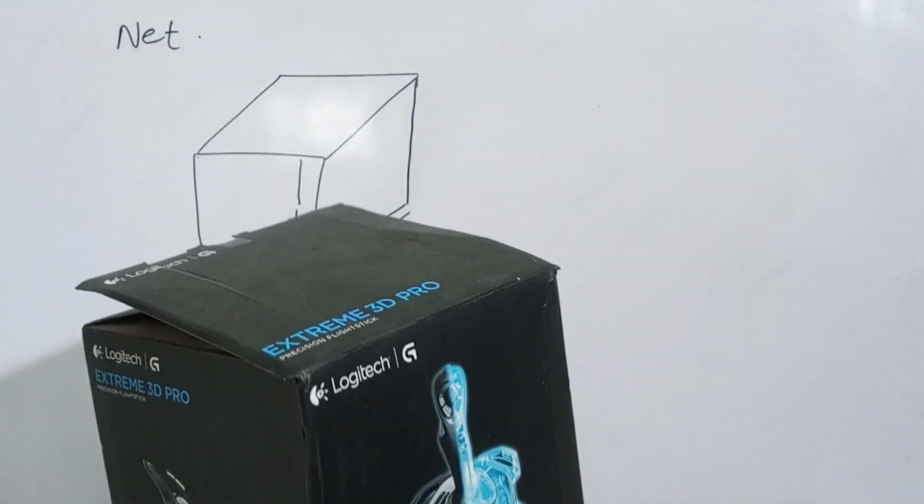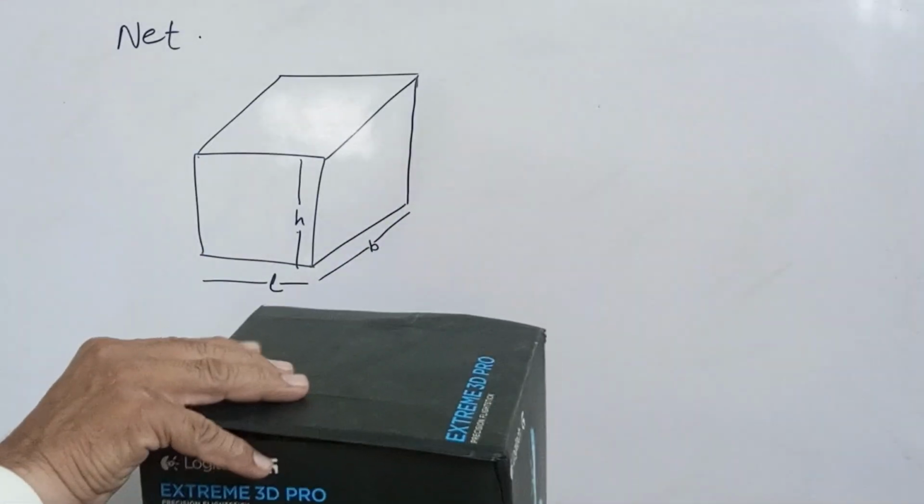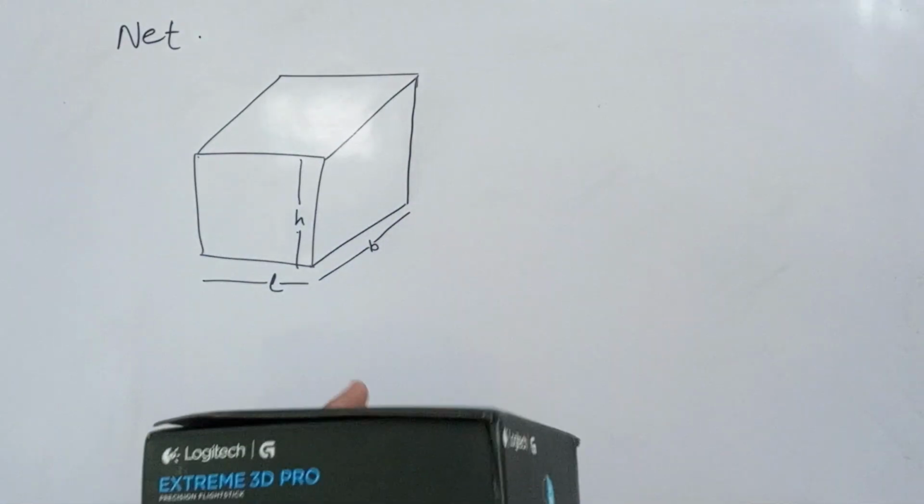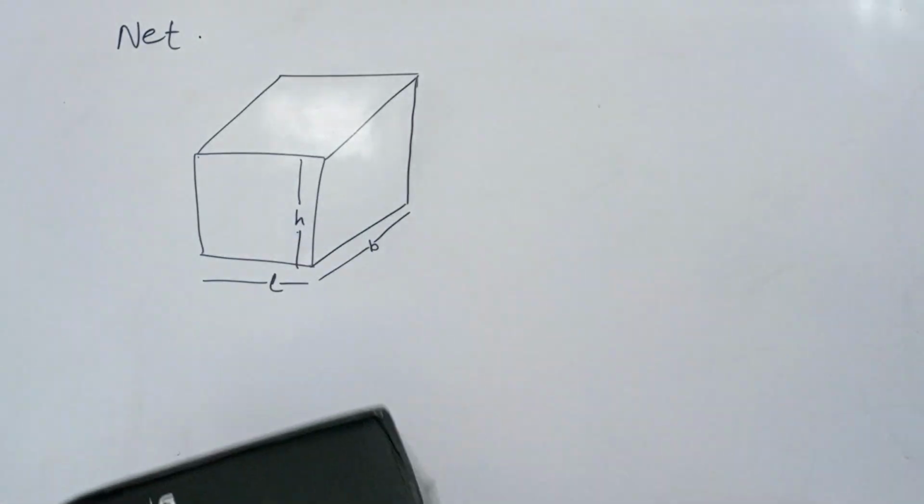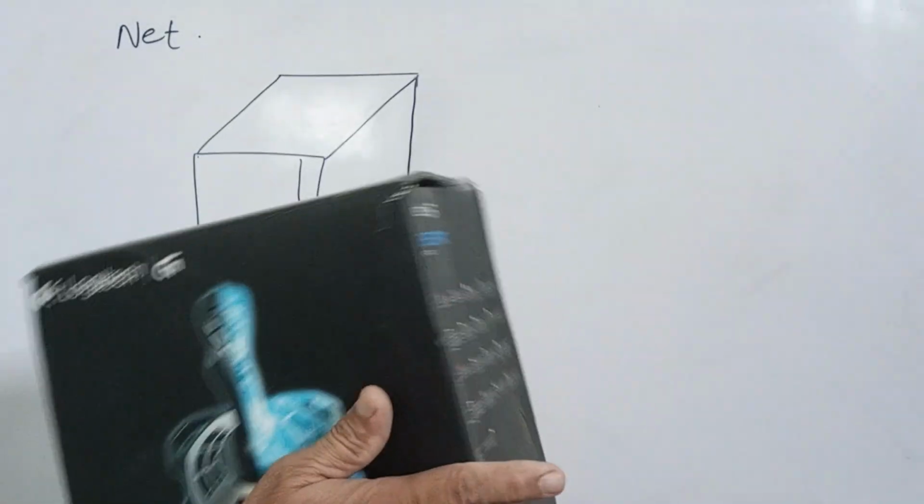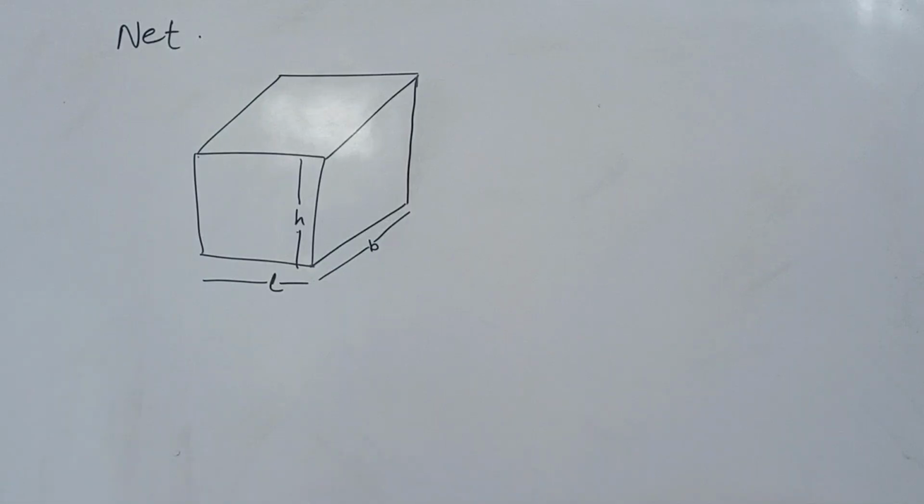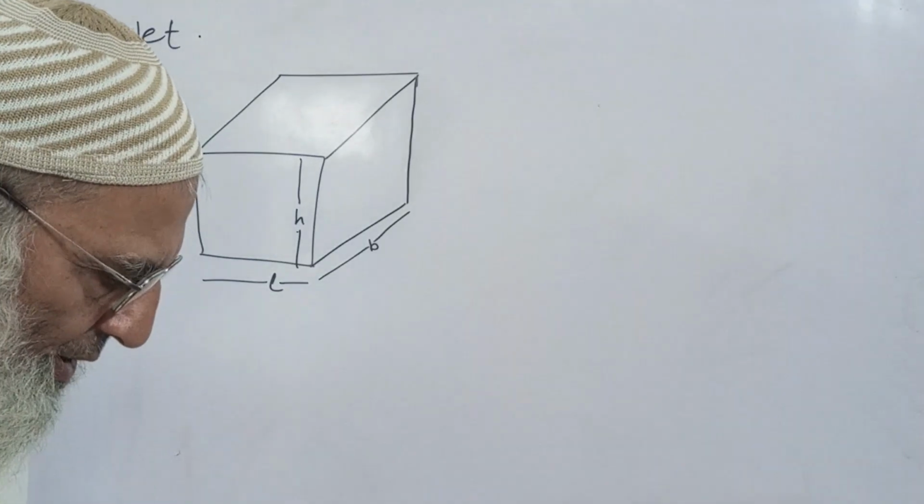1, 2, 3, 4, 5, and 6. If I open these flaps, what will happen? What am I going to see if I open this flap? I am going to see a 2-dimensional figure out of a 3-dimensional figure.